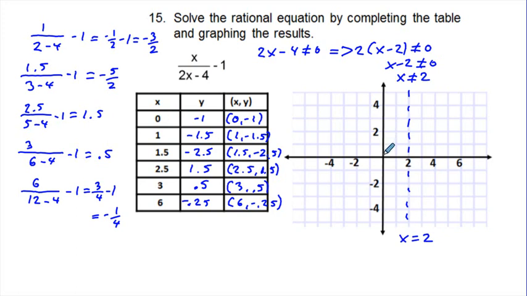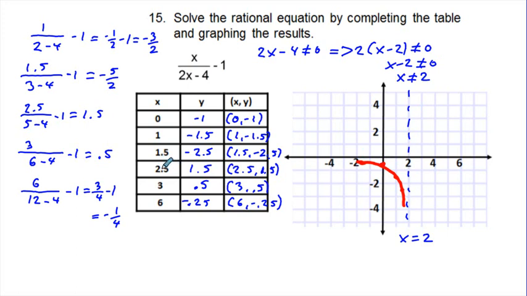Okay, let's go ahead and plot in the points. We have 0, negative 1, which is right here. In fact, I'm going to go ahead and change color. We have 0, negative 1. And the next one we have is 1, negative 1.5. So here we have 1, negative 1.5. Next we have 1.5, negative 2.5. So here's 1.5, and that's going to be negative 2.5. So we have something that looks like this. I'm just connecting here like this. So that's going to be on the left side of our vertical asymptote.